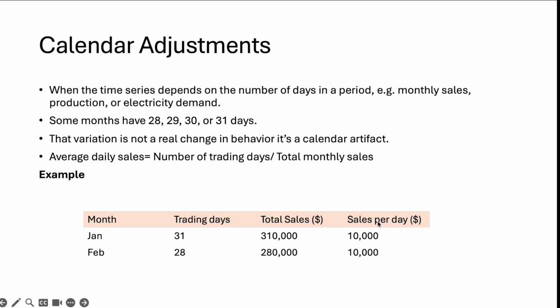We can see from this example that this month we have 31 trading days, and this month we have 28 trading days. So the total sales here is logically going to be higher than this one. So what to do? We just divide them, we get 10,000 sales per day, and look at them, they're the same, right? We would like to get a series that reflects the true economic or business behavior. We don't want something that gives you false information. That's why we do the calendar adjustments if needed.